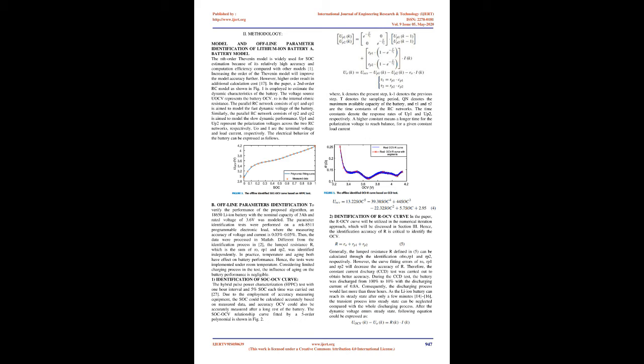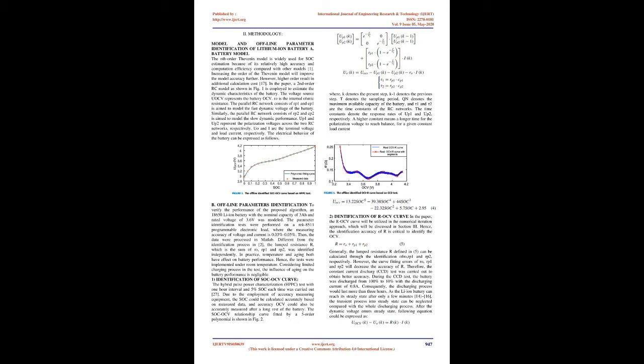Similarly, the parallel RC network consisting of RP2 and CP2 is aimed to model the slow dynamic performance. UP1 and UP2 represent the polarization voltages across the two RC networks, respectively. UO and I are the terminal voltage and load current, respectively. The electrical behavior of the battery can be expressed as follows.